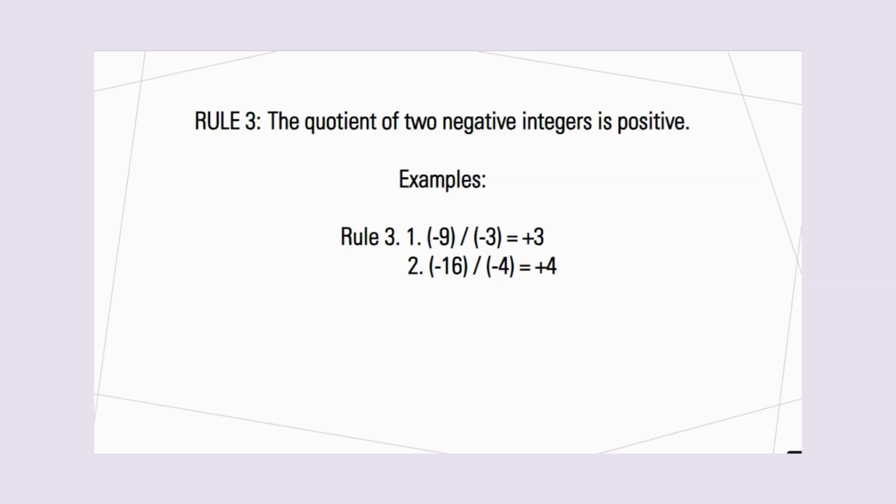Division rule number 3. The quotient of two negative integers is positive. When you divide two negative integers, the result is always a positive integer. For example, minus 9 divided by minus 3 is equal to plus 3. Here, minus 9, a negative integer, is divided by minus 3, another negative integer. The result is plus 3, a positive integer. Similarly, in example 2, minus 16 divided by minus 4 is equal to plus 4.